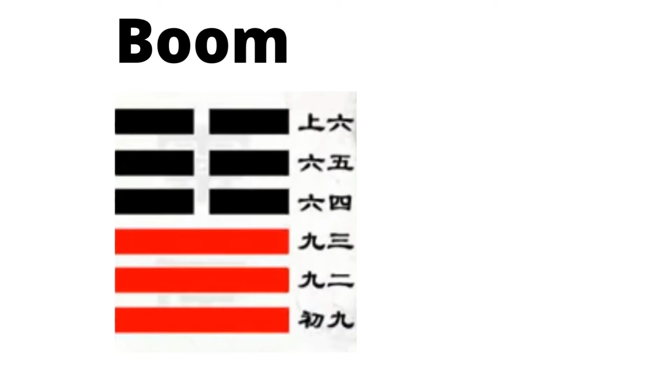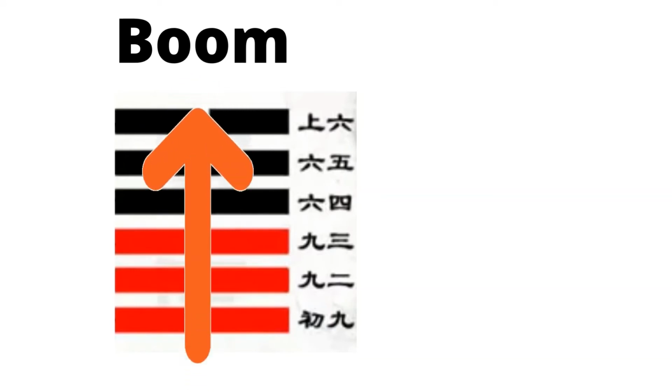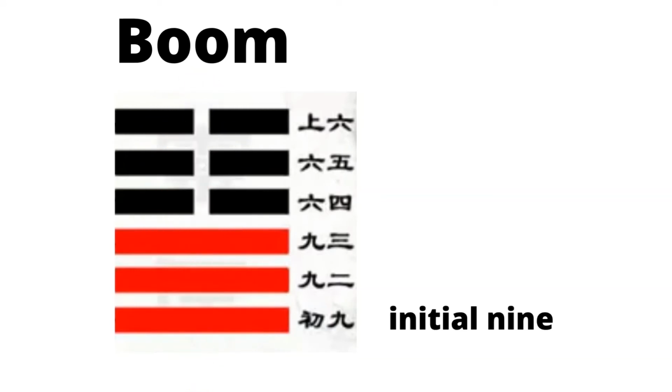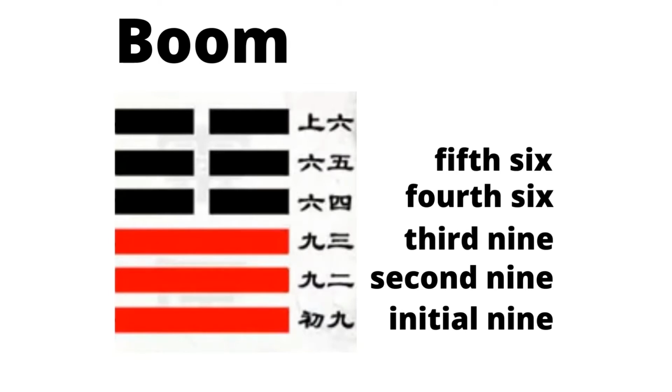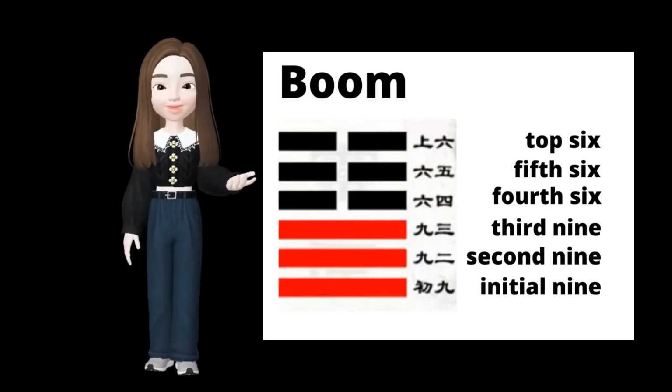How do we address yin yao and yang yao in a hexagram? Let's take hexagram boom as an example. Always start from the bottom. The first yao is called the initial 9. Then, second 9. Third 9. Fourth 6. Fifth 6. Top 6. Now, you know how the Book of Change addresses different yaos in a hexagram.